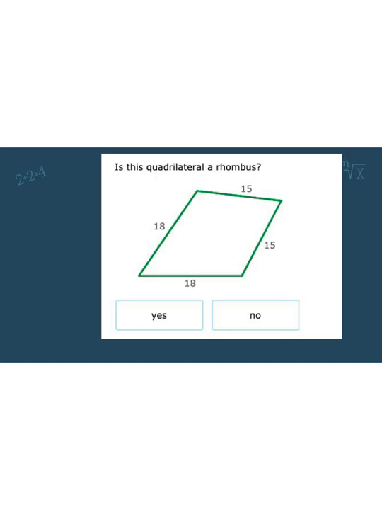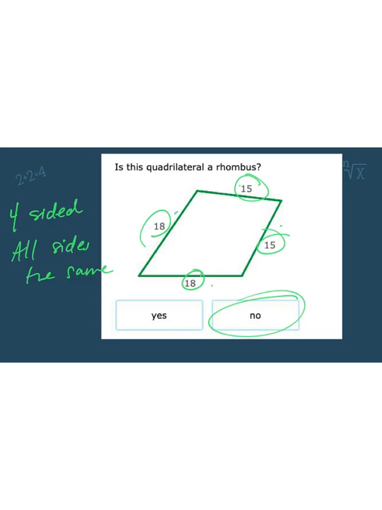Is this quadrilateral a rhombus? First things first, is it four-sided? 1, 2, 3, 4. Yes, it is. Are all the sides the same? All right, let's see. We've got 18, 18, that's the same, but then we've got 15 and 15. Since all four of them are not the same measurement, this is not a rhombus.